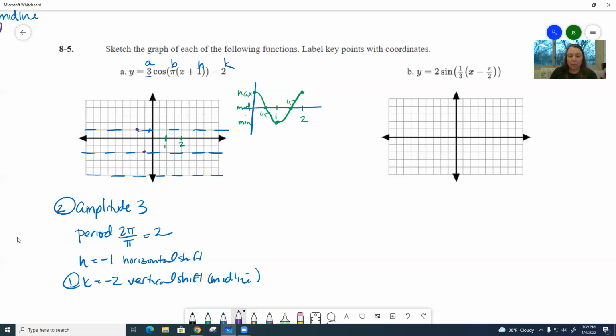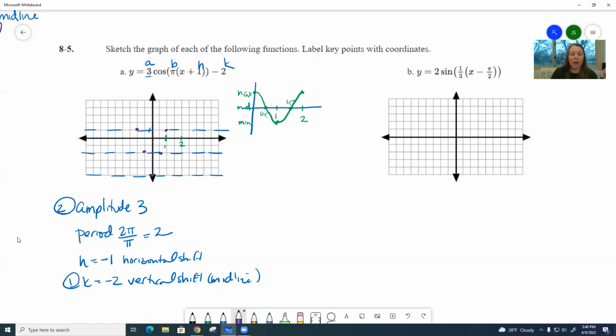So this can help. At 1, I hit my minimum. So here's my minimum at 1. And then I have to go 2 spaces to the left. I hit my x-axis or my midline at 1.5. So here, but then I have to go 2 spaces to the left. And then I hit my maximum at 2, but I have to go 2 spaces to the left.